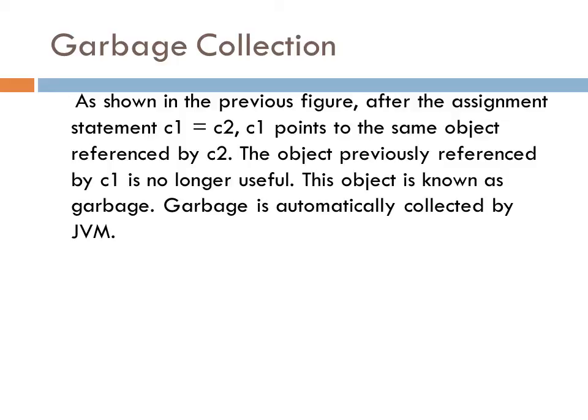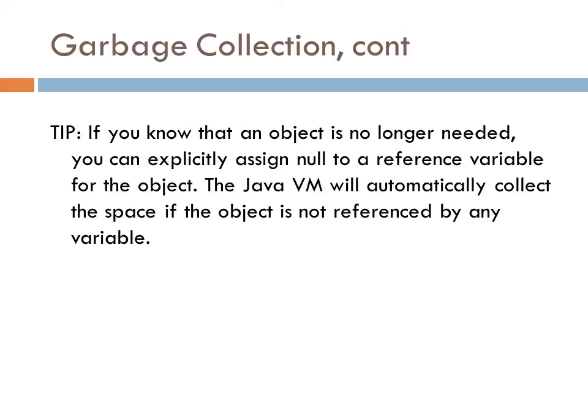Next, garbage collection. As shown in the previous example, after the assignment c1 is equals to c2, c1 points to the same object referenced by c2. The object previously referenced by c1 is no longer useful. When the object is not useful, we can delete that object by using a separate mechanism called garbage collection. The garbage collection mechanism is responsible for removing the unwanted objects from the RAM. If you know that an object is no longer needed, you can explicitly assign a value to the reference variable for that object. The Java JVM will automatically collect the space if the object is not referenced by any variable.